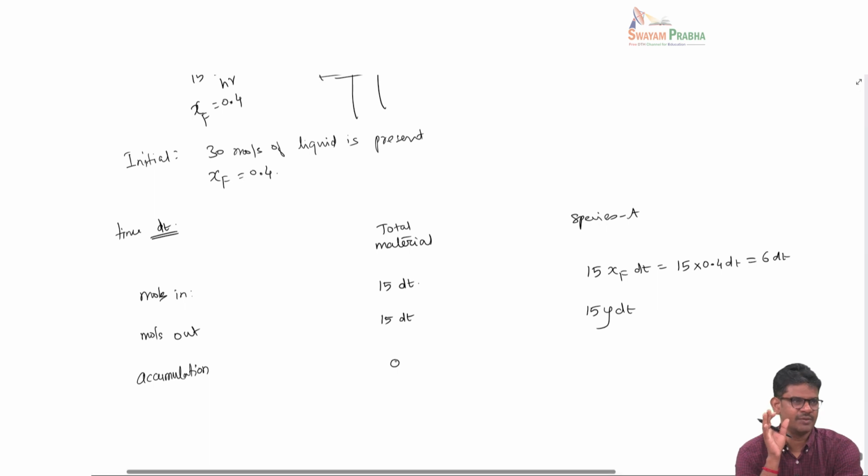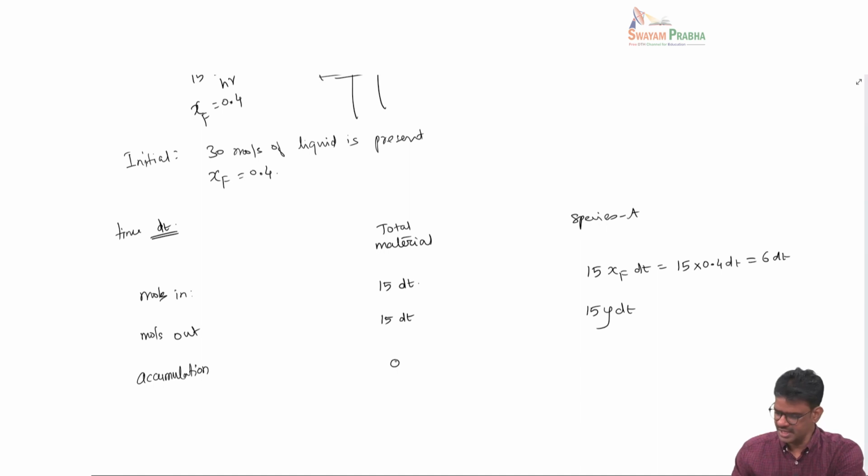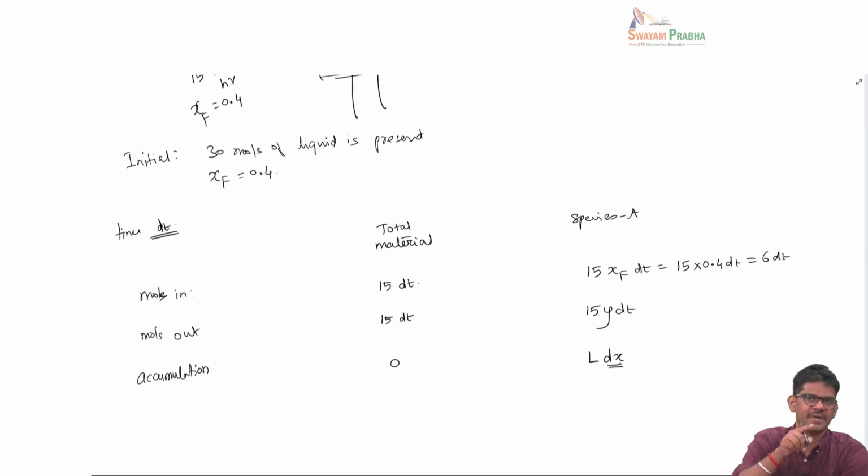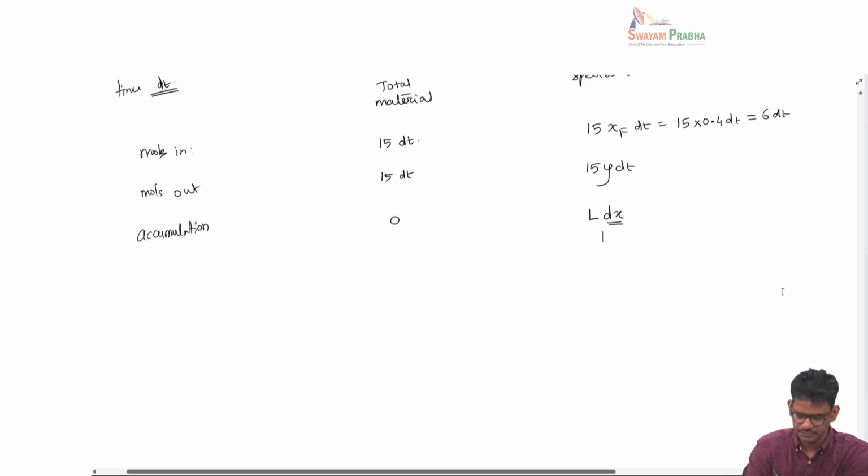So initially whatever is present, 30 moles, that will remain the same. For species A, in the still, since L is constant, the only thing that is changing is the composition dx. In the previous problem, I had written d of Lx because both L and x were changing, but here the operation is done in such a way that L remains constant. So dL is 0. So the only change, the accumulation term for species A, is L times dx. Okay, so now we can write the mole balance or material balance for species A.